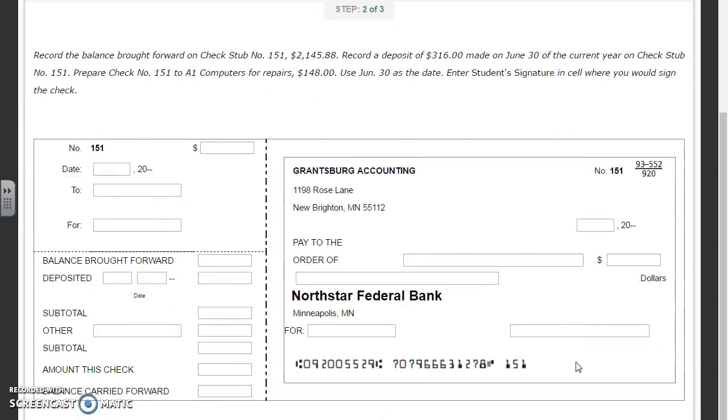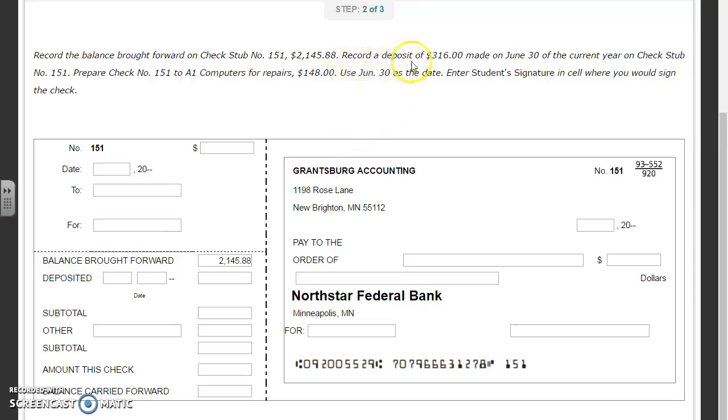And on this next step, we're actually going to be writing out a check. And we have some directions at the top. It says record the balance brought forward on check stub number 151. Now we know we're working with 151. Here it tells us. We also see on our check number 151 the number in two different spaces. It says to record, on the check stub, the deposit of $2,145.88. So we're going to go ahead and go down to the balance brought forward. We're going to type in 2145.88.